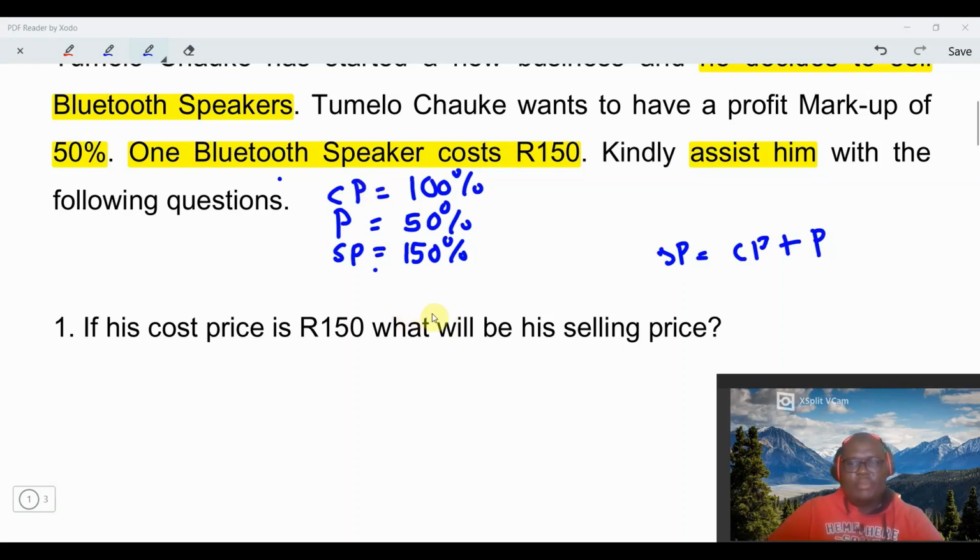So this is the basic information that we need to be able to understand. We have already established what is given to us. So from there, we need to check what the amount given to us is. Is it a cost price? Is it a selling price? Or is it a profit? Now, the question says that if his cost price is 150, what will be his selling price? We will also need to use this information here, right?